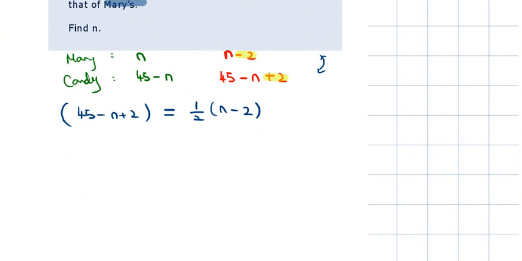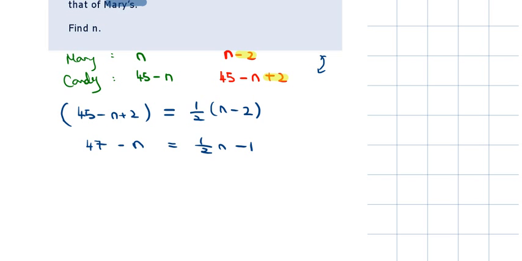So that's 47 minus n, right? That's just 45 plus 2 minus n. Here we want to share the bracket, so you've got a half n minus 1. Then what do we do next? You want all the variables on the left-hand side and all the numbers on the right-hand side.